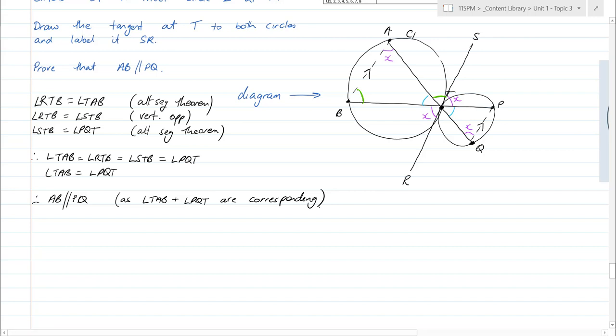So STB, it should be STP. Yes, it should be. Okay, there we go. So I'll fix those up. So just be careful with those.